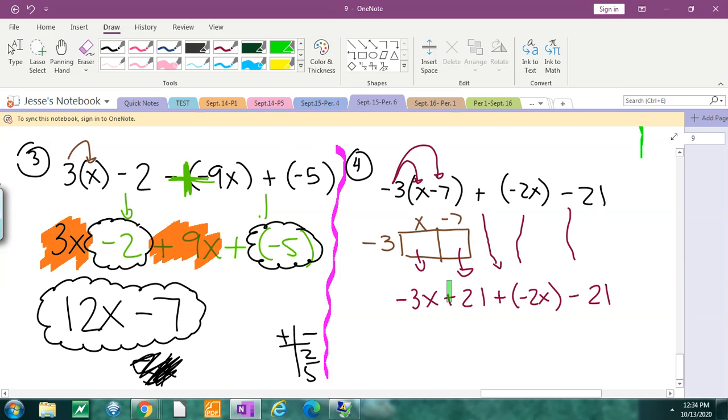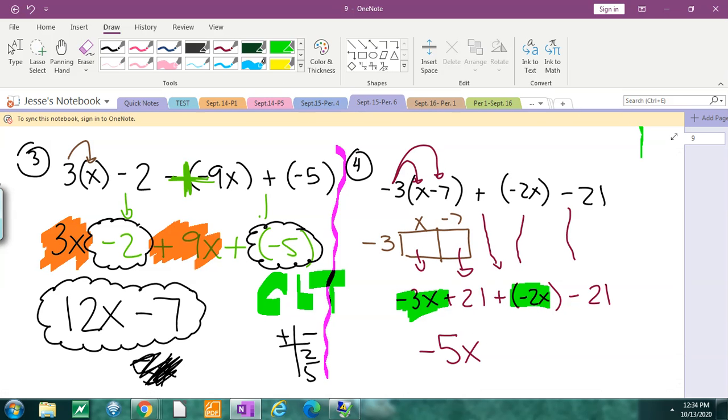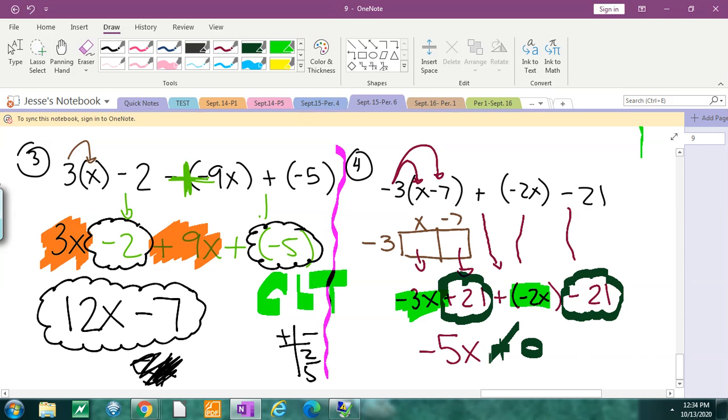All right, so now combine like terms, which means that you're going to do a t-chart. You got the negative 3x and plus negative 2x. So Ethan, what do I get if I add negative 3x plus negative 2x? Negative 5x. Very good, Ethan. Since I have you there, what about 21 minus 21? 0. So what should I leave? Should I put plus 0? Just don't put anything.